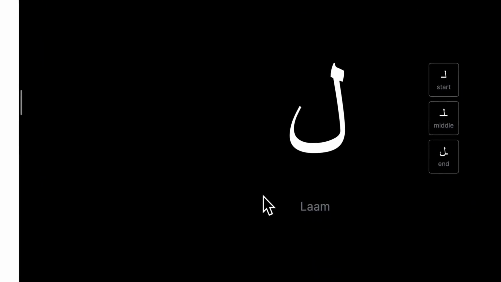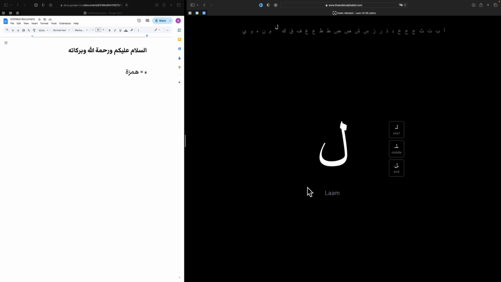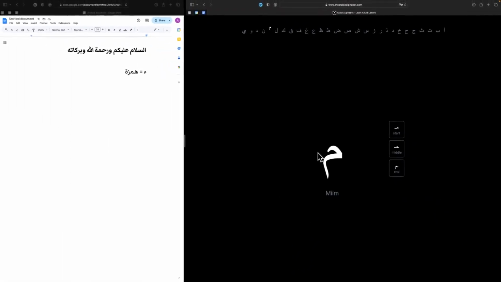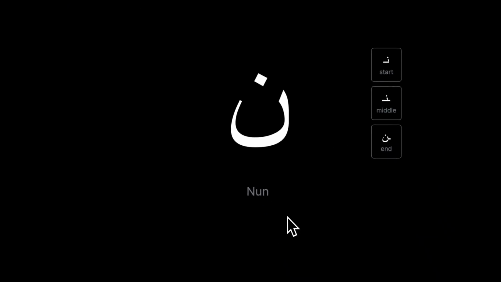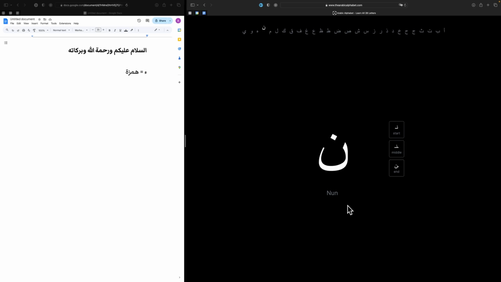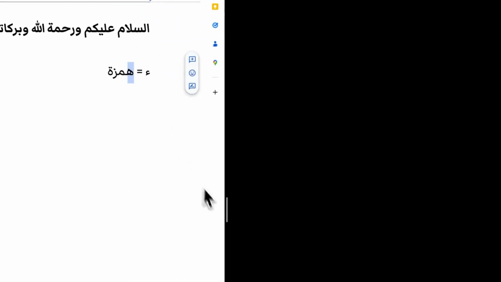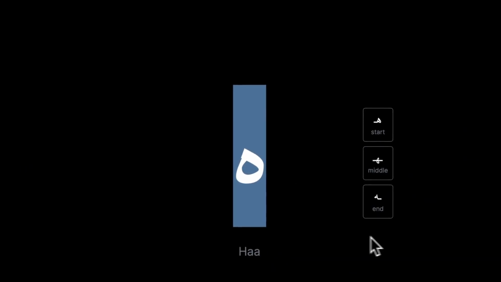Next is Laam, which is equivalent to the L letter in English. Next is Miim, which is equivalent to the M in English. This one is Noon, which is equivalent to the letter N in English. This one is Ha, which is the letter we see here in Hamza. Okay?